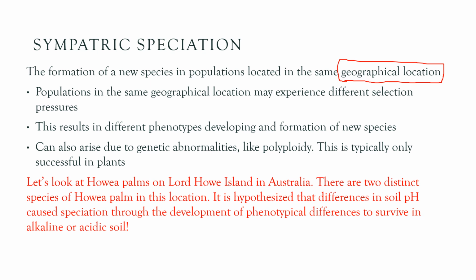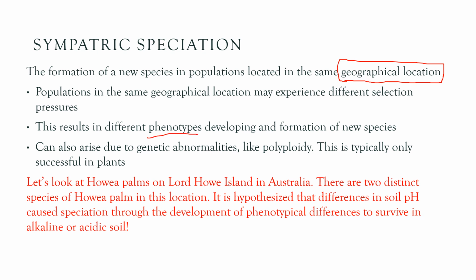So the populations in the same geographical location can experience different selection pressures. So even organisms that are in the exact same space, they can still be facing different selection pressures, such as pH in the soil, light availability, things like that. And this, of course, results in different phenotypes developing due to those different selection pressures.